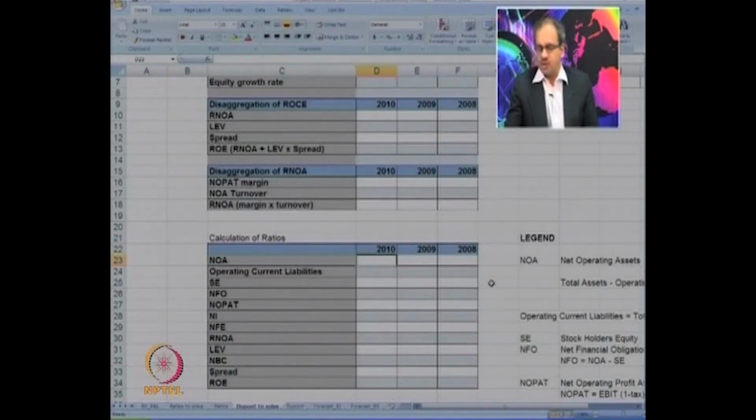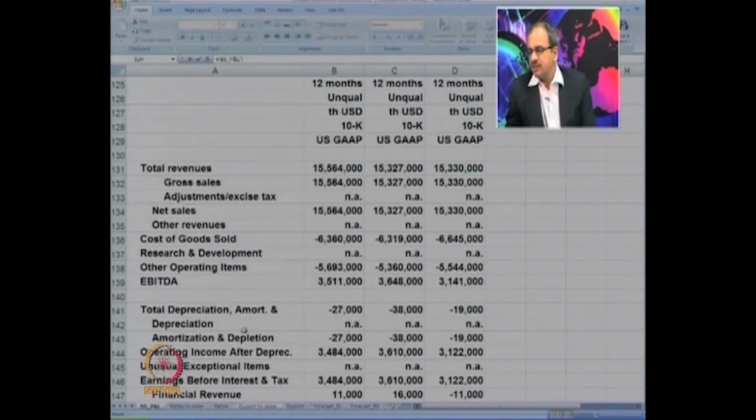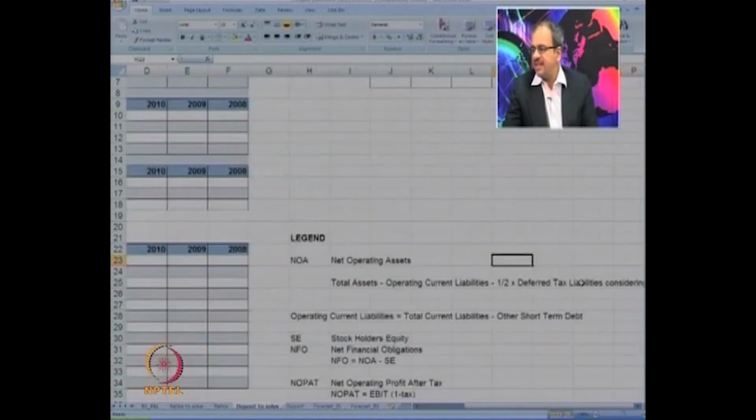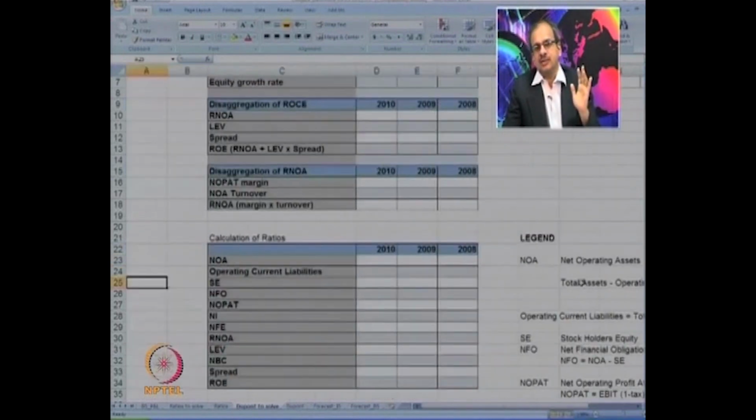Okay. So, how will you calculate NOA now? Go back to the balance sheet. You know the formula now. This is net operating assets. I am sorry, let us look at it once again to give it more clarity. So, we are going to look at total assets minus operating current liabilities.